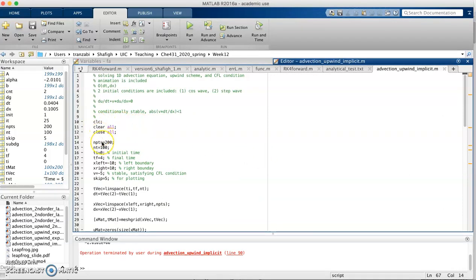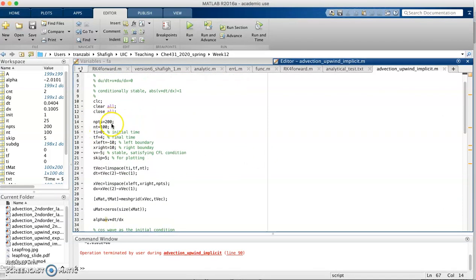We clear the screen as before. We have 200 discretized points along the x, 100 points along the time axis. Initial time is 0, final time is 4. Minimum, or the lower bound on x, is minus 10, upper bound is plus 10, velocity is minus 5, the velocity is negative for now, which means the flow is from right to left.